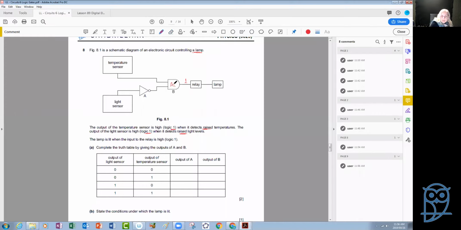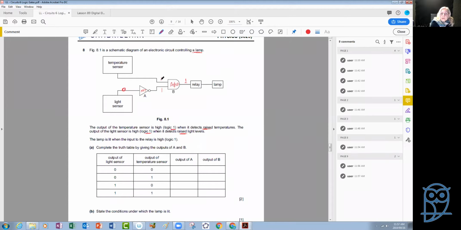Okay, AND gate. Since it's an AND gate, for the output to be 1, its two inputs must be 1. Now this one is actually the output of this inverter, the NOT gate. So if this is 1, this must be 0. So at least we know that the light sensor has to have a logic 0 for the lamp to light. Now let's look at the top branch where we have the temperature sensor.